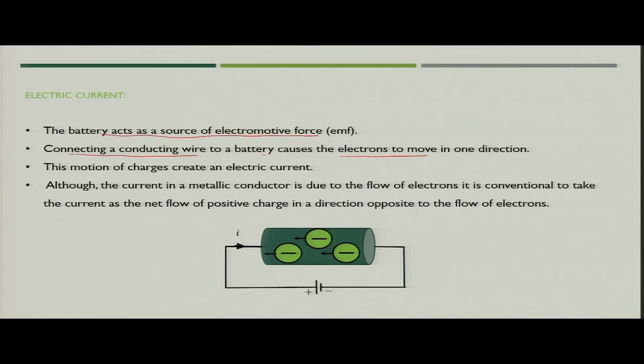Although current in a metallic conductor is due to the flow of electrons, conventionally it is taken as the net flow of positive charge. So, if you see the figure, you will see that the flow of current is opposite to the direction of the flow of electrons. That is the convention we follow when we define electric current.